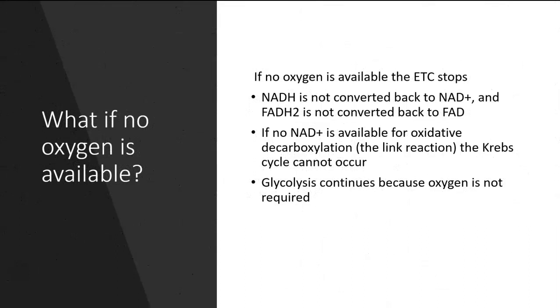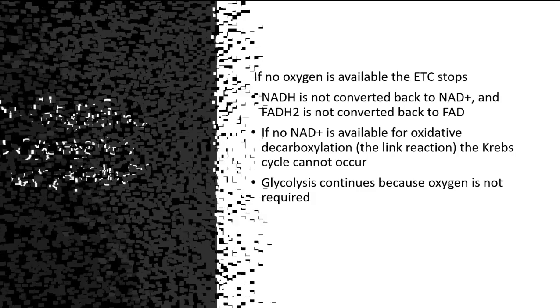Now, what happens if no oxygen is available? Well, the electron transport chain stops. NADH is not converted back to NAD+, and FADH is not converted back to FAD. If no NAD+ is available for oxidative decarboxylation, that link reaction, the Krebs cycle cannot occur. Glycolysis continues because oxidation is not required for glycolysis.